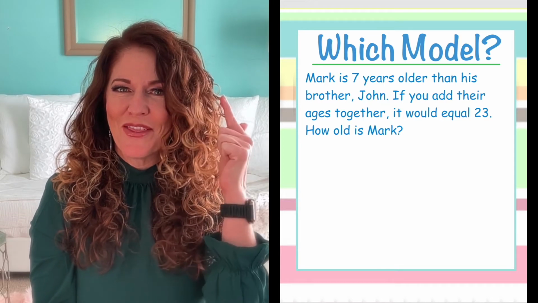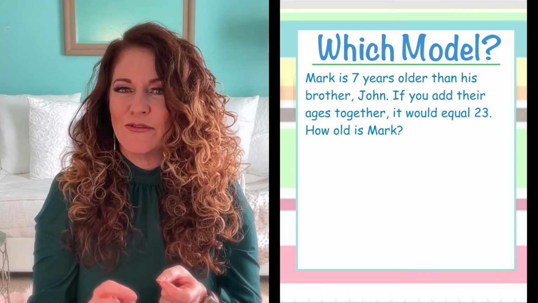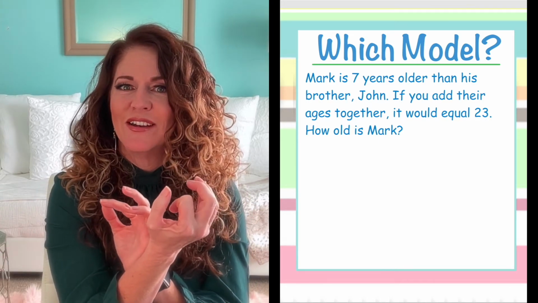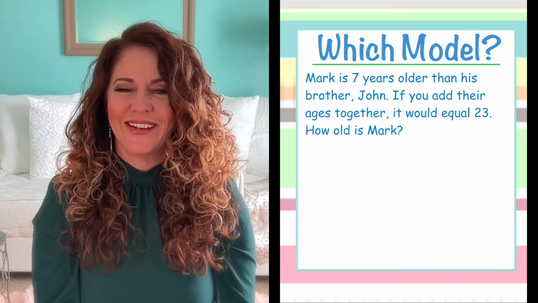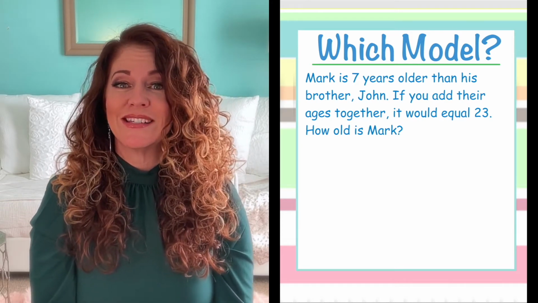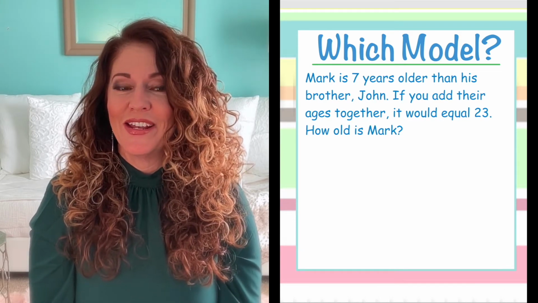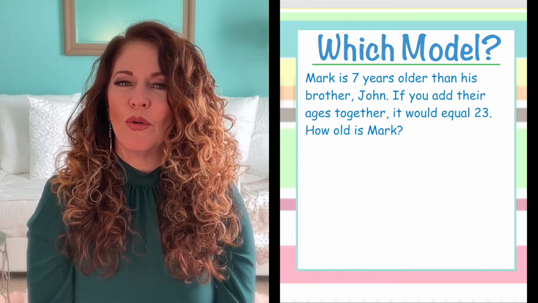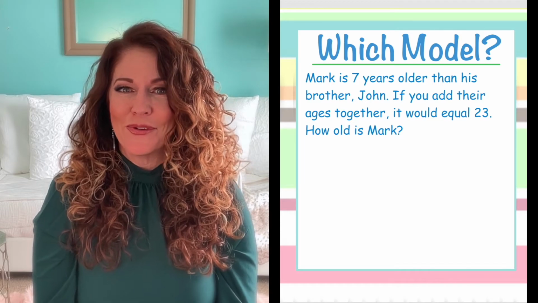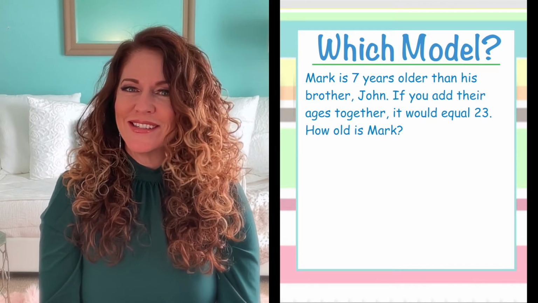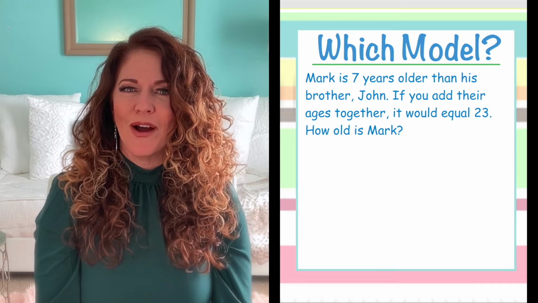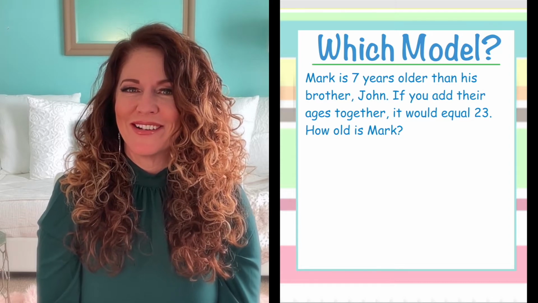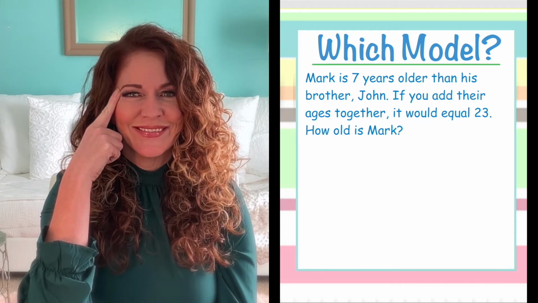Problem 2. Remember, think about which model this one can be. Listen for part-whole language. Listen for changing and moving to a different operation. And listen for comparing. Here we go. Mark is 7 years older than his brother, John. If you add their ages together, it would equal 23. How old is Mark? So let's think. What kind of problem are we seeing here? Part-whole, change, or comparison? Think and tell me.